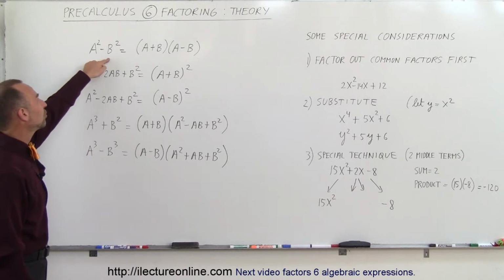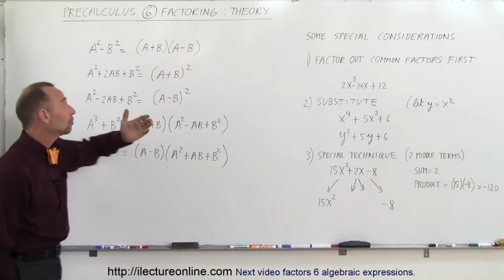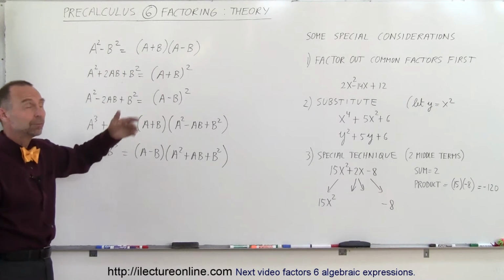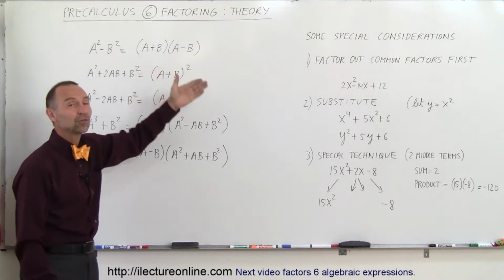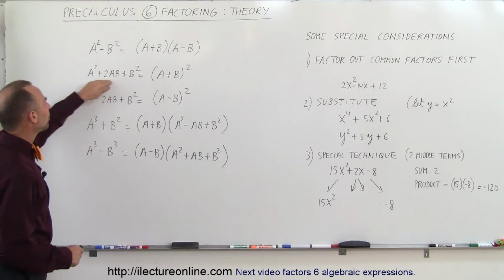a squared minus b squared will always be factored as (a plus b) times (a minus b). Of course, this could be x squared minus y squared. It would be (x plus y) times (x minus y). Same thing. What if we have something like this? This is considered a perfect square.